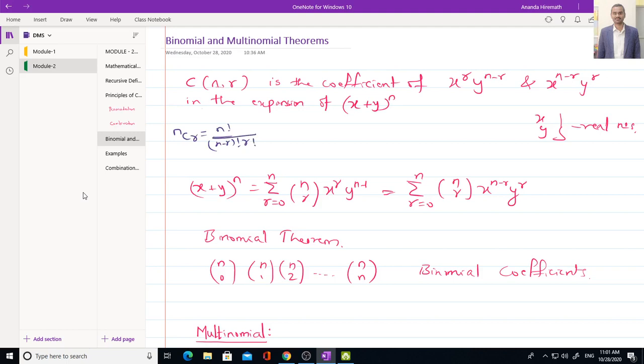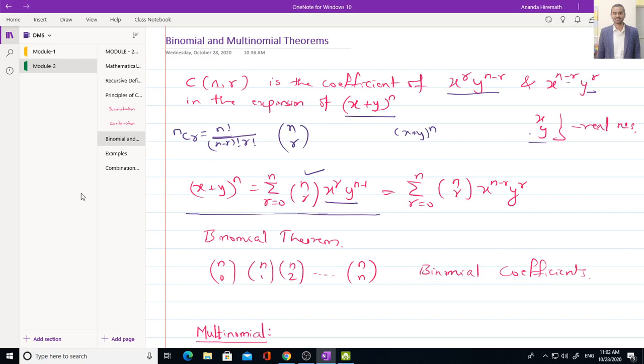Now what is this nCr? It is actually the coefficient of x raised to r and y raised to n minus r, and x raised to n minus r and y raised to r, in the expansion of (x plus y) whole raised to n, where x and y are real numbers. Now if you expand (x plus y) raised to n, we will get this, and this term nCr is also written like this.